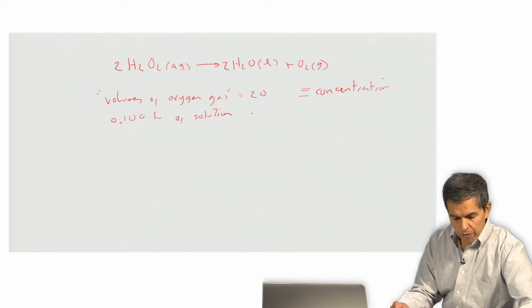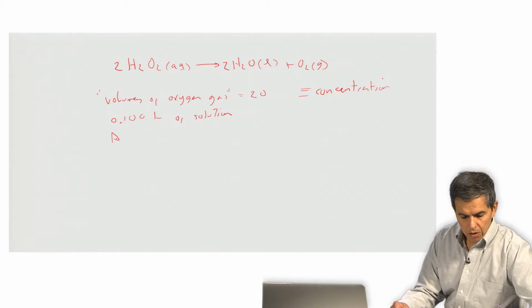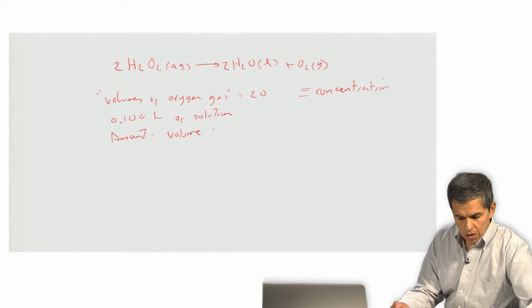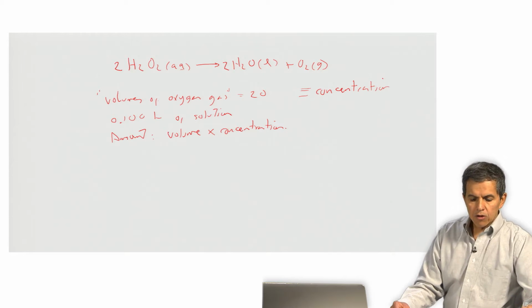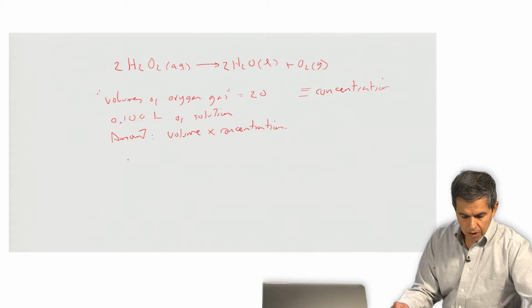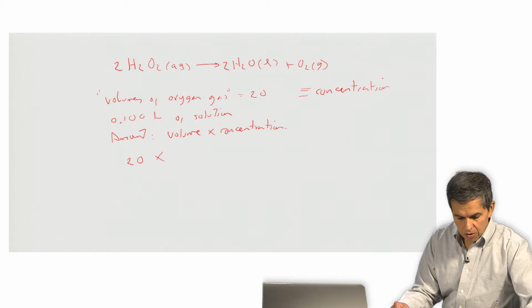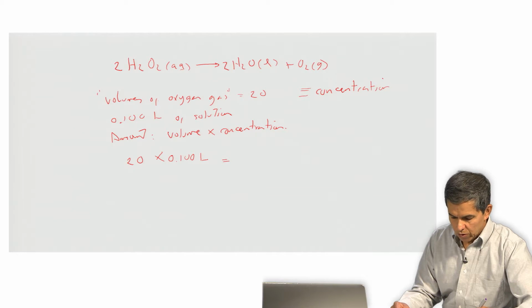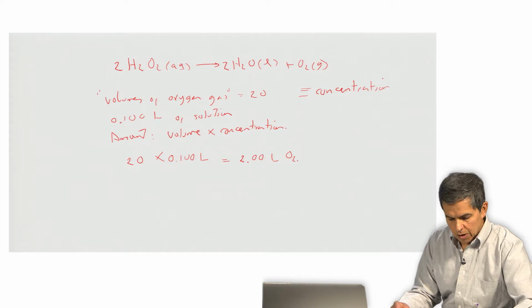So to come up with the amount, we usually multiply volume times concentration. Let's do that for the expression that we have here. So if I multiply 20 times 0.100 liters, that's going to give us 2.00 liters of oxygen gas.